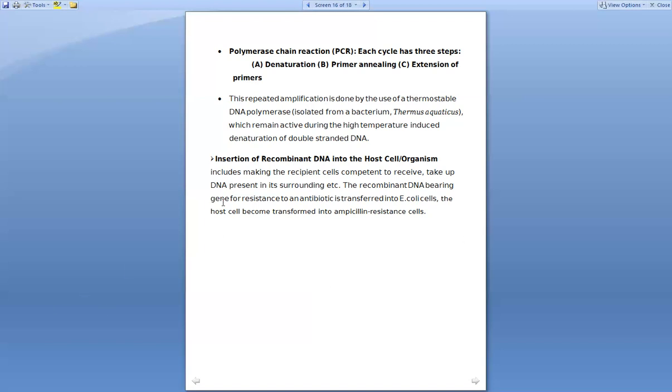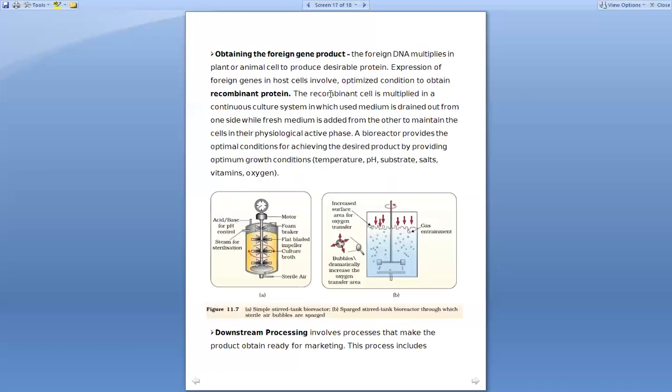So first, the cells are given exposure to the antibiotic resistant gene, right? For this reason, when the E. coli cells are cultured with this recombinant DNA, they are transformed into ampicillin resistant cells. So now all the cells will have the ampicillin resistant gene inside them. So this is all about the insertion of the recombinant DNA into the host.